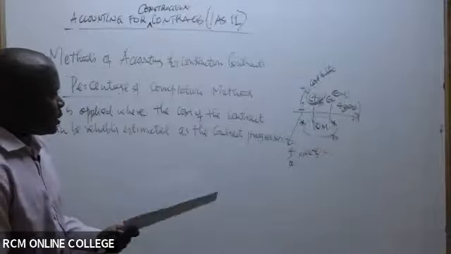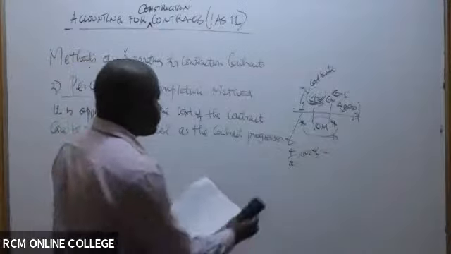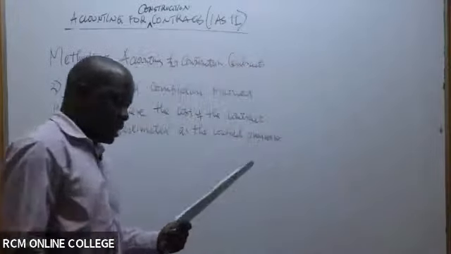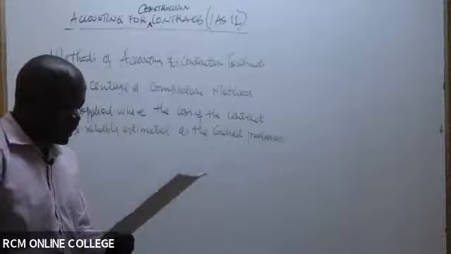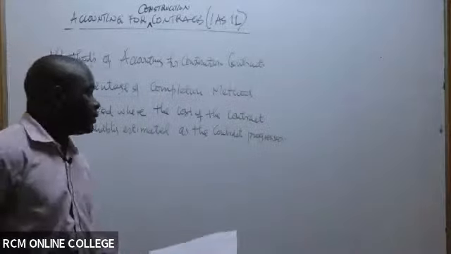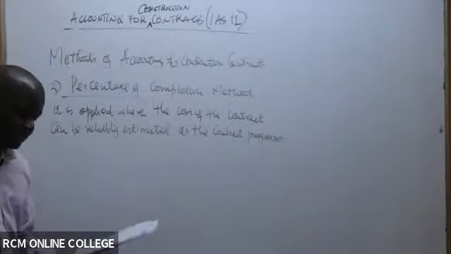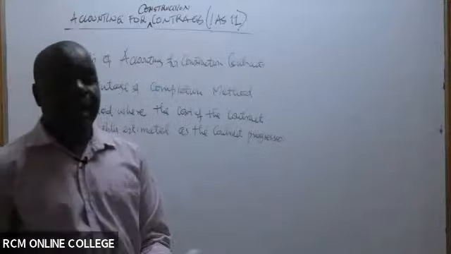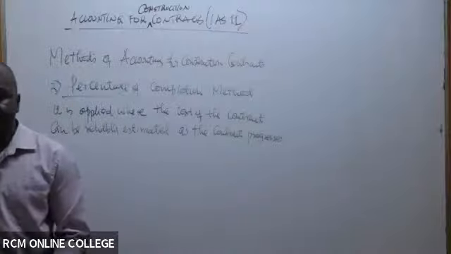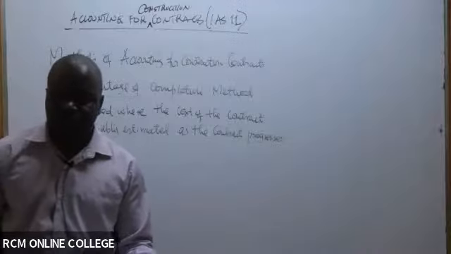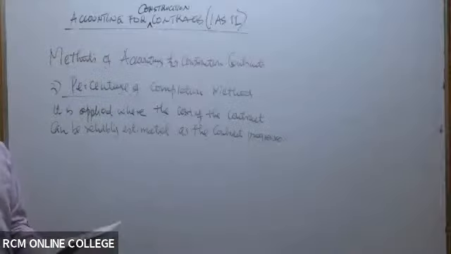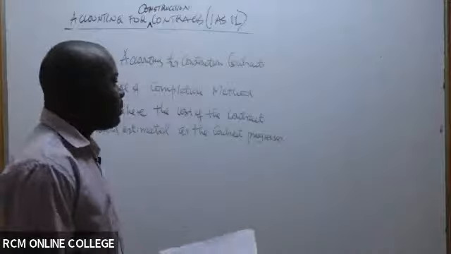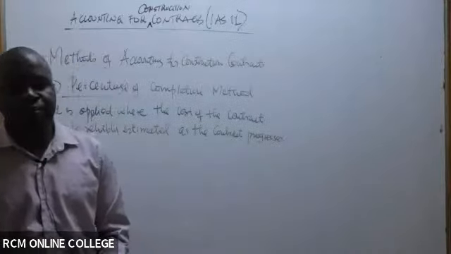So in this case, the revenue, you can elaborate further and say, the revenue and gross profit is recognized as the contract progresses. So we can determine the revenue and gross profit as the contract progresses.